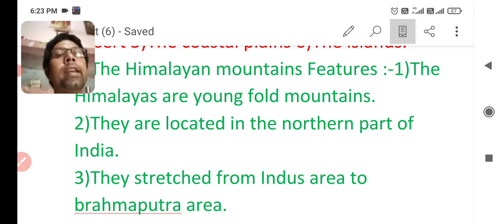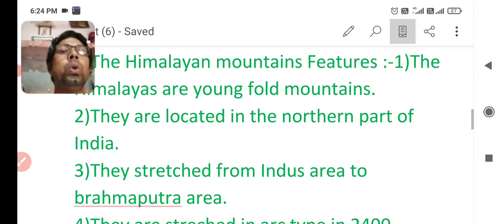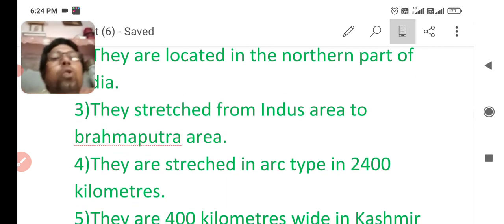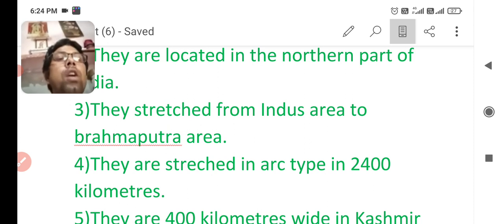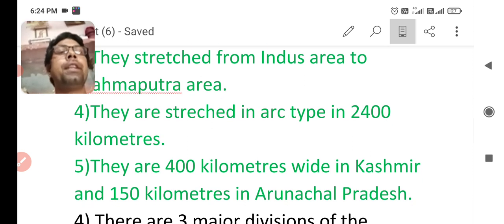And the next point is they stretch from the Indus area to the Brahmaputra area. The Indus area starts from Jammu and Kashmir, and the Brahmaputra area ends at Arunachal Pradesh. You know that the Himalayan mountains are also stretched from Jammu and Kashmir to Arunachal Pradesh. So I think you got the point easily. The fourth point: they are stretched in an arc shape. In mathematics, you know about the arc. In an arc shape, for 2,400 kilometers.